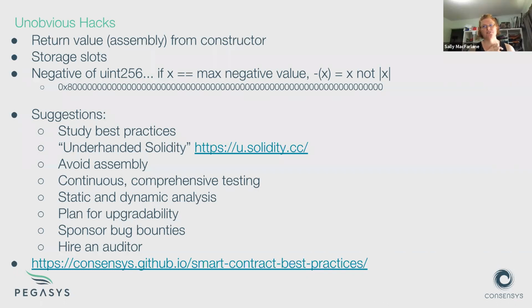Their suggestions to try and prevent these sorts of strange behaviours were: study the best practices. They referenced a thing called Underhanded Solidity, which was basically a competition where they were getting people to write smart contracts that look pretty legit, but actually have some of these strange behaviours which aren't obvious at first. Absolutely avoid assembly. Testing, obviously, static and dynamic analysis, plan for upgradability, because you're probably going to find some bugs at some point, sponsor bug bounties, and hire an auditor.